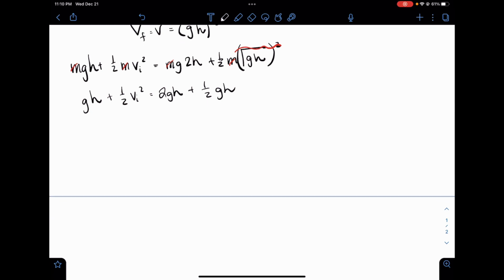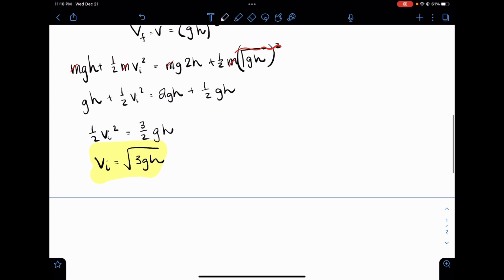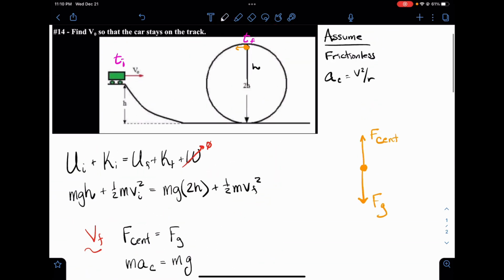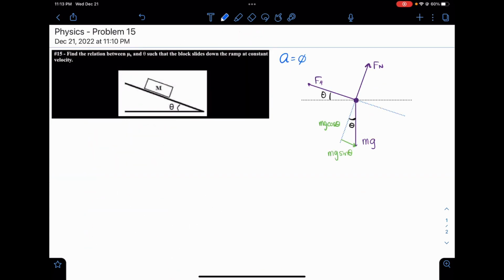There's a lot of GH's here. We can simplify. So if we have 1/2 VI squared equals 3/2 GH, multiply by the 2, and you're going to get V initial equals the square root of 3 GH. So this is the speed you need to start with in this situation to get this car to perfectly wrap around this ramp.